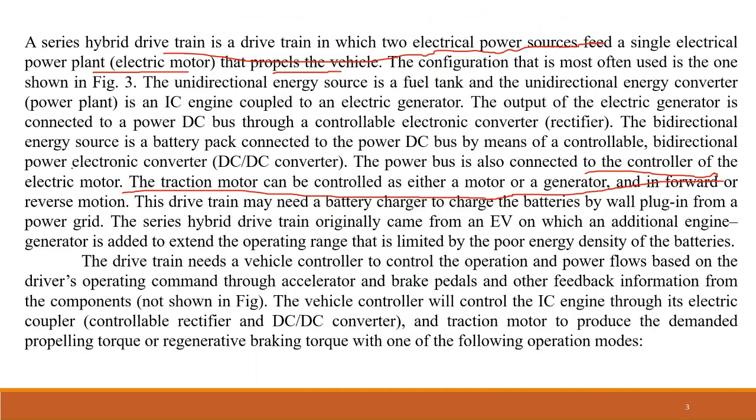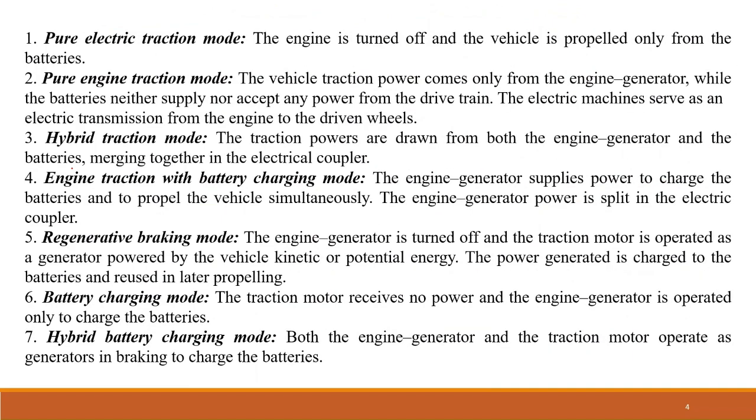Now, what are the different modes of operation that this particular series hybrid drivetrain can operate with? That is basically given in the next slide. What are the different modes of operation? The first one is termed as the pure electric traction mode. In this mode, as we can see from the name, the vehicle receives its propelling torque or the tractive torque only from the batteries and not from the engine. So here the IC engine is not coming into play. So it is known as the pure electric traction mode.